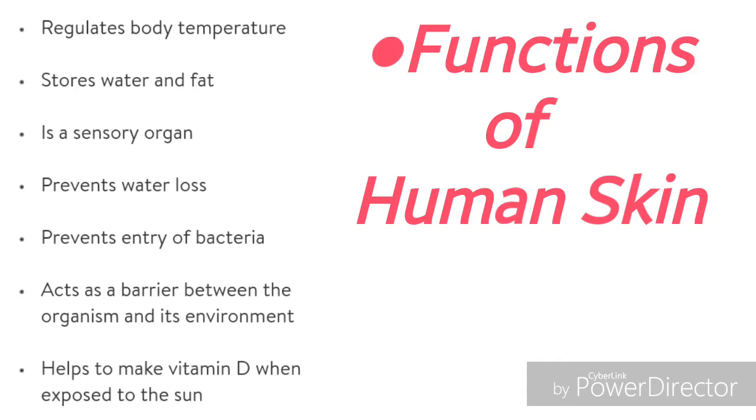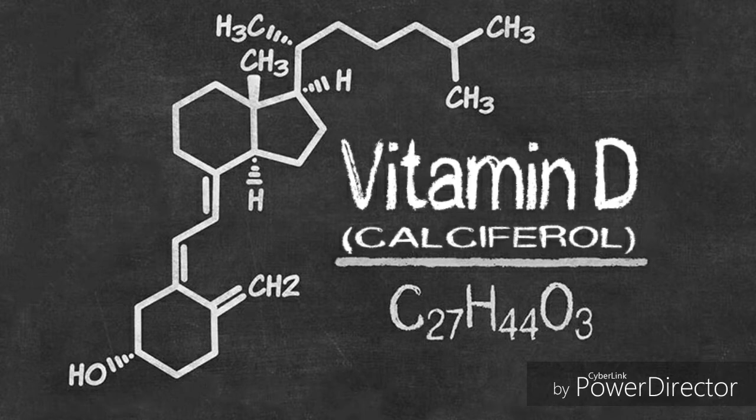The functions of human skin are: it regulates body temperature, stores water and fat, it acts as a sense organ, it prevents water loss, it prevents entry of bacteria, it acts as a barrier between the organism and its environment, it helps to make vitamin D when exposed to the sun. When our body is exposed to sunlight, the cholesterol present in adipose tissue will be converted to vitamin D. The chemical name of vitamin D is calciferol.